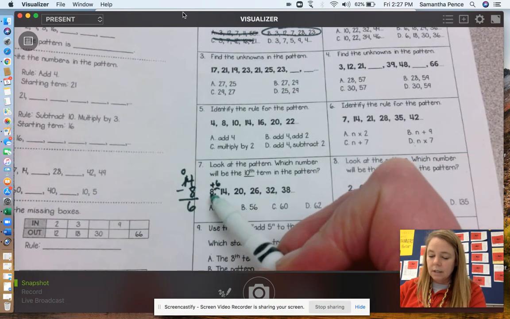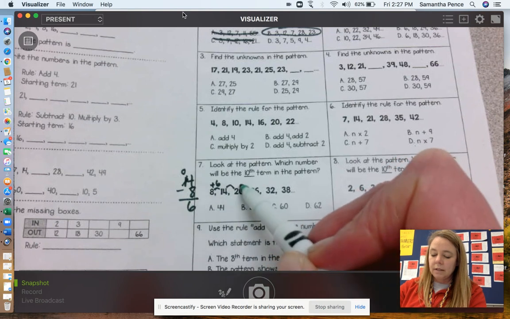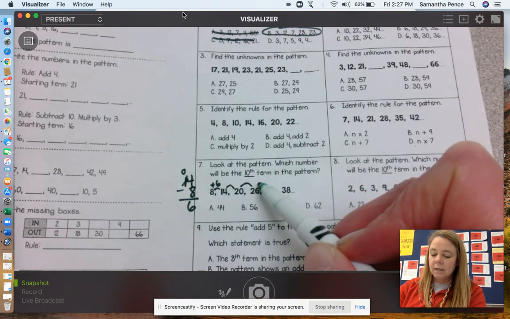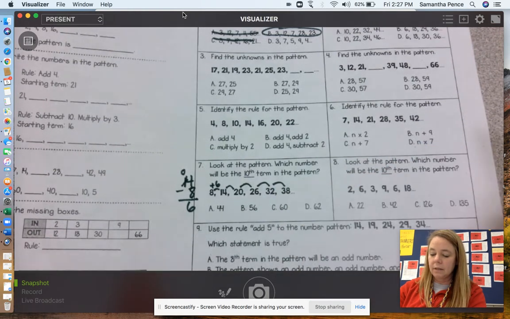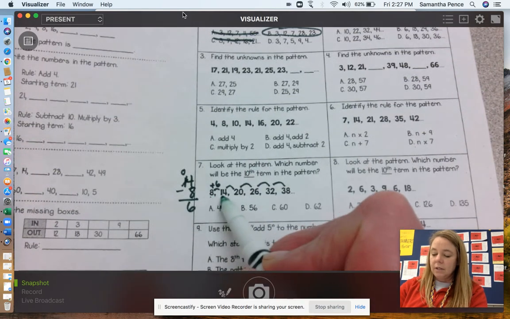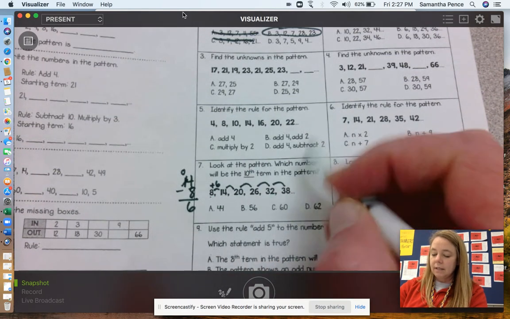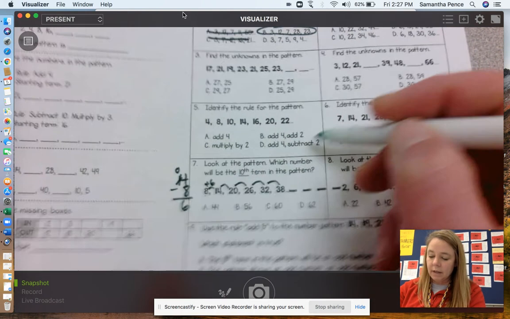So looks like I'm adding 6. Let's see if that's true. 8 plus 6 is 14. 14 plus 6 is 20. 20 plus 6 is 26. 26 plus 6 is 32. 32 plus 6 is 38. So far, so good, right? But I need to know what's the 10th number. So I have 1, 2, 3, 4, 5, 6, 7, 8, 9, 10. So I've got some more that I've got to figure out.